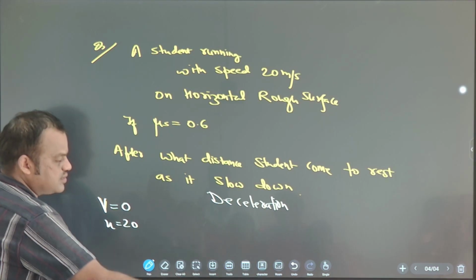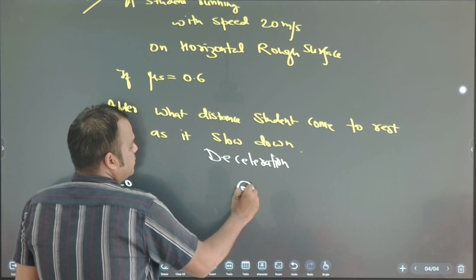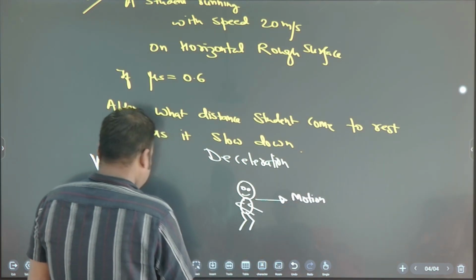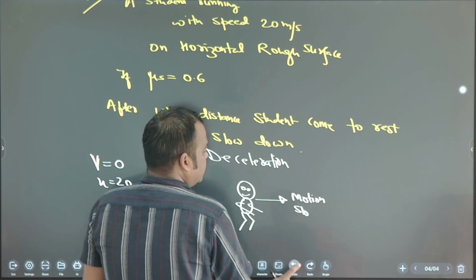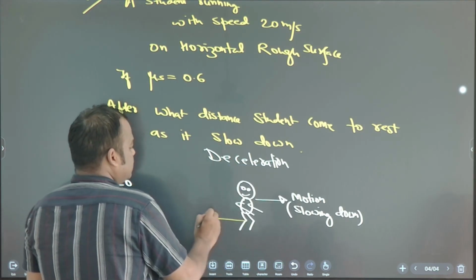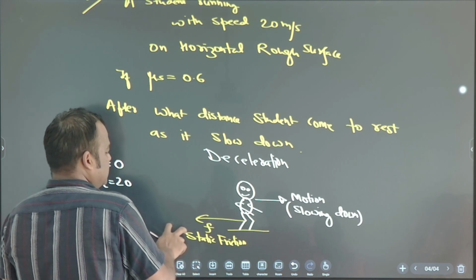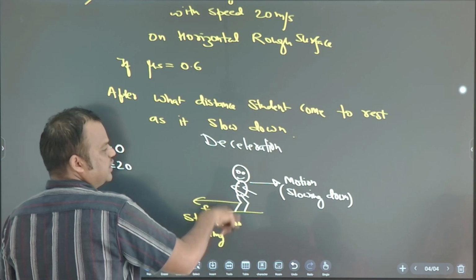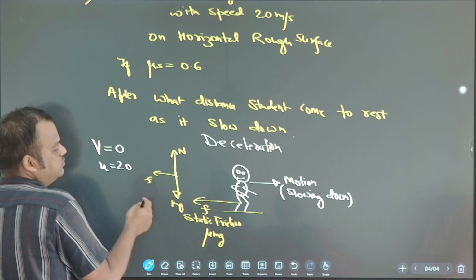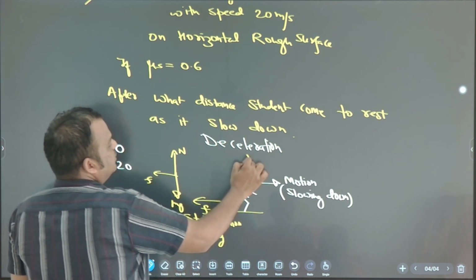We need a rough surface to accelerate and to decelerate. So now, this is the person. It is going in the right direction but slowing down, its speed is decreasing. So what is the direction of friction? Left side, static friction. Friction is mu mg, and normal is mg. Because of this friction it is slowing down. Motion is to the right, but force is to the left. So this is retardation.